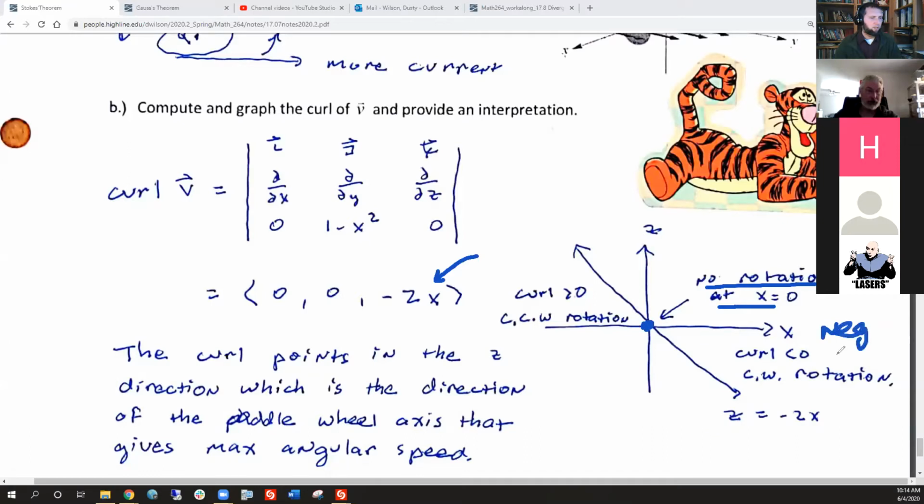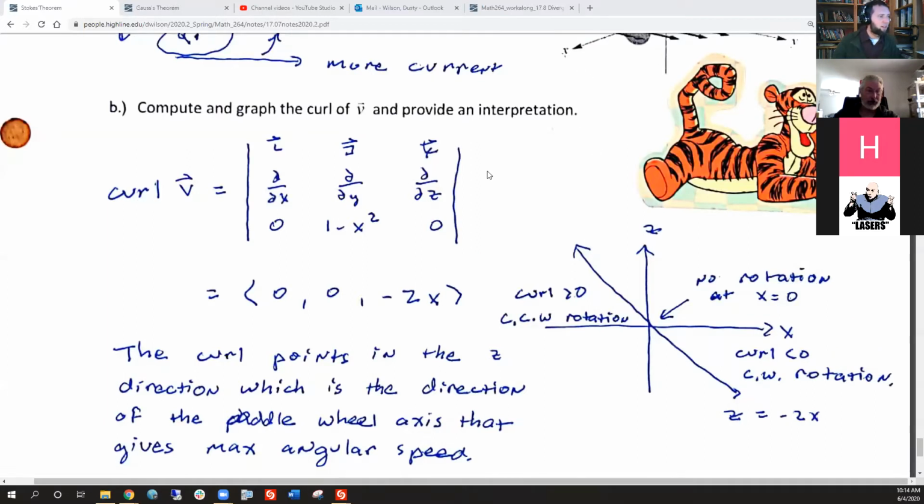and that negative curl corresponds to the clockwise rotation. Versus on the other side, when x was negative, we had positive curl and counterclockwise rotation. So the curl points in the z direction, which is the direction of the paddle wheel axis that gives the maximum angular speed.